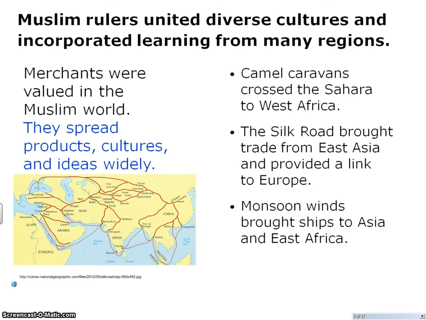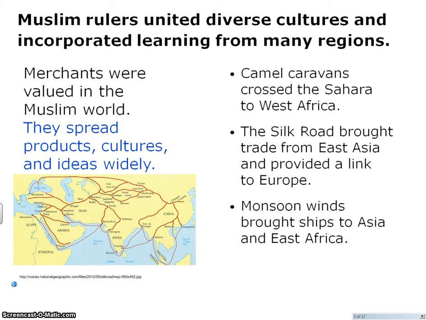Muslim rulers united diverse cultures and incorporated learning from many regions. Merchants were valued in the Muslim world. They spread products, cultures, and ideas widely. We know this as cultural diffusion. You had camel caravans that came across the Sahara Desert to West Africa. You had the Silk Roads, which we've talked about, providing the link with East Asia and Europe. And then you had the monsoon winds that blew across the Indian Ocean that directed the trade routes.